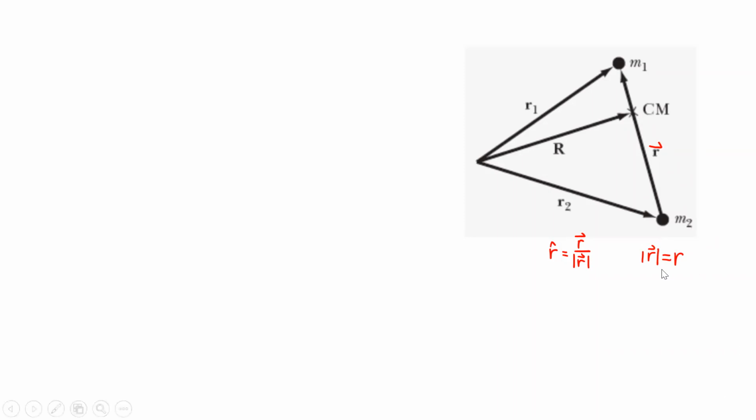Now be careful. This R hat vector is pointing like this. It's not just like the polar coordinates we used in the last part of the chapter, where the unit vector r is pointing out from the origin O. This time it's not like that. But anyway, now we are ready to write down the equation of motion.